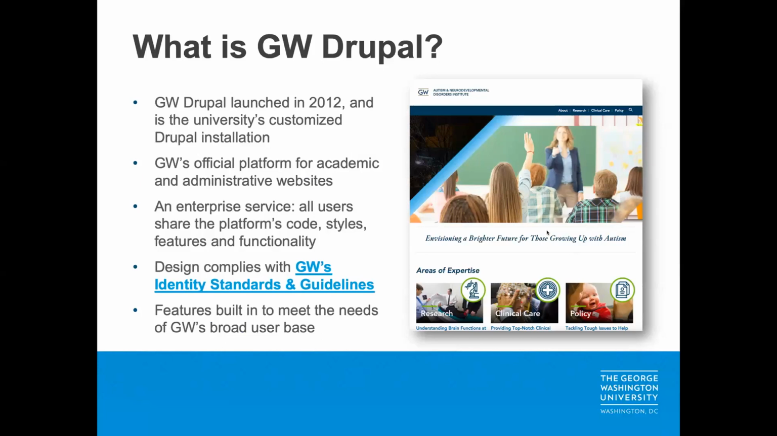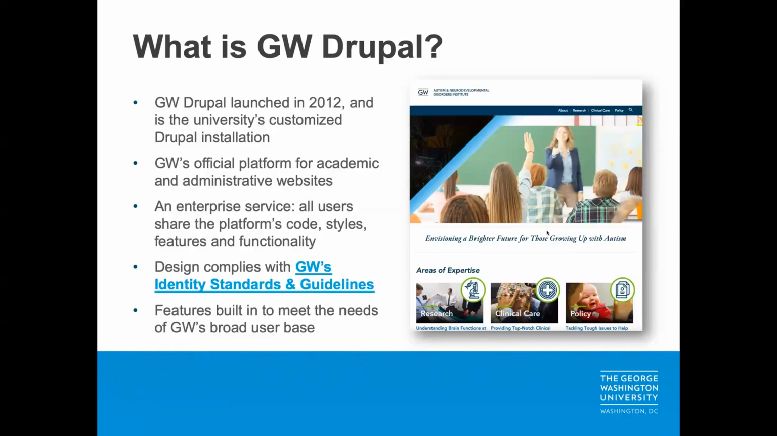But all of the same styles, features, and functionality at the template level are shared across all users of GW Drupal. And the design specifically complies with the university's identity standards and guidelines, so it's using the appropriate fonts and colors. It's also been vetted to be sure that it's web accessible, and if we find something that's not, we have the ability to quickly deploy an update that will be deployed across everybody's website, again, because it is an enterprise service.